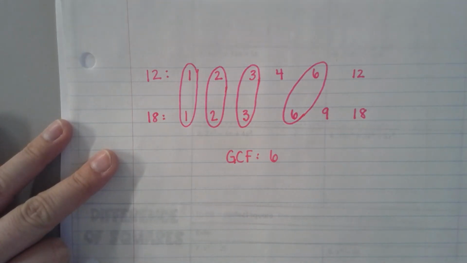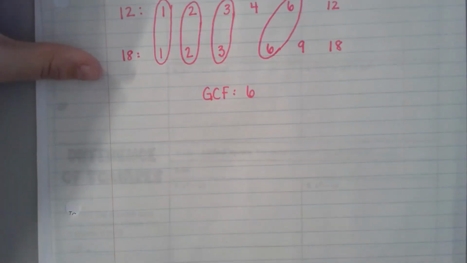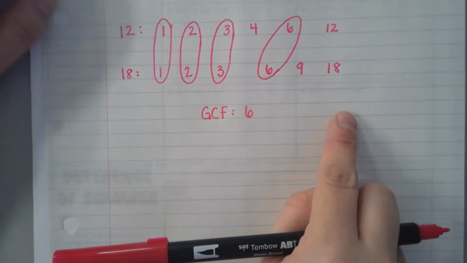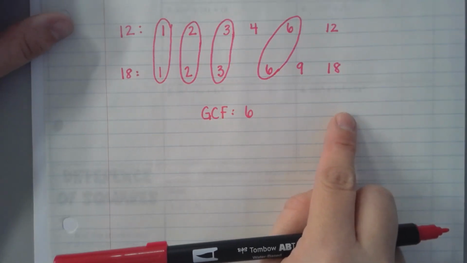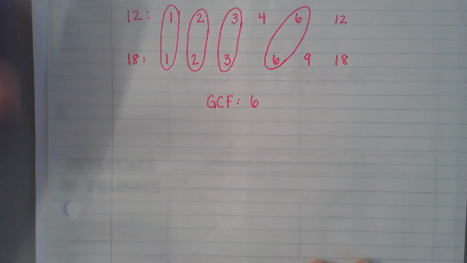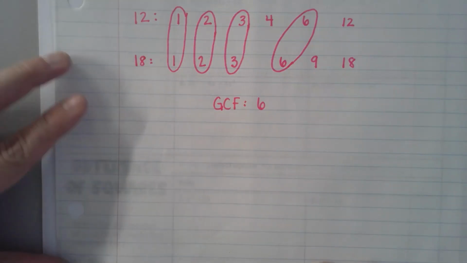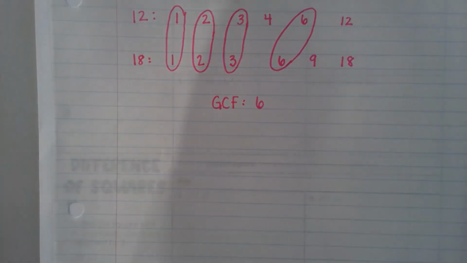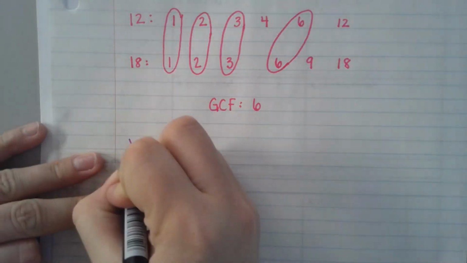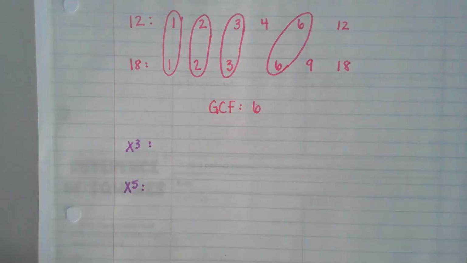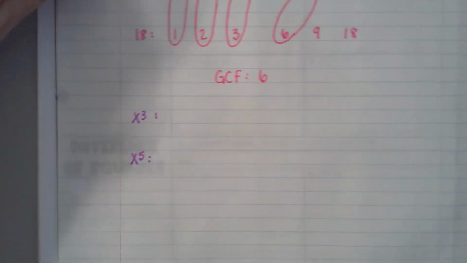Now, if you know your multiplication facts, this should be easy. You do not have to write this out all the time, only if you just don't know your multiplication tables. Now, something that's going to be new is when we throw in some variables. So let's say that I have x to the third and x to the fifth. This is a tad different than using just whole numbers.